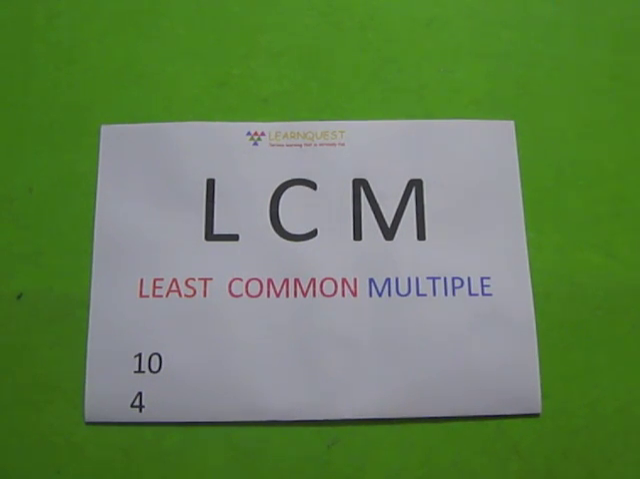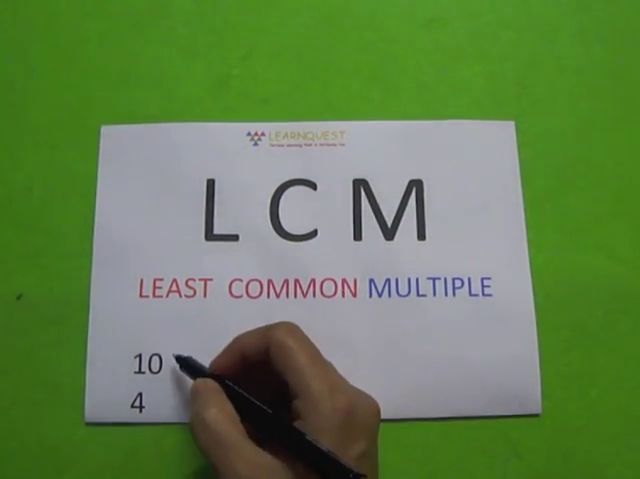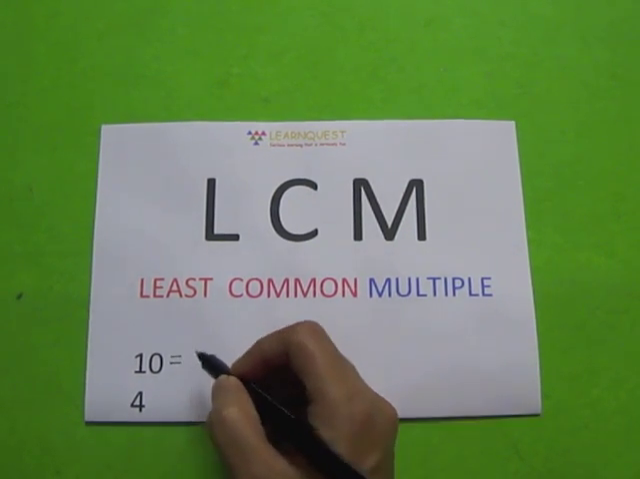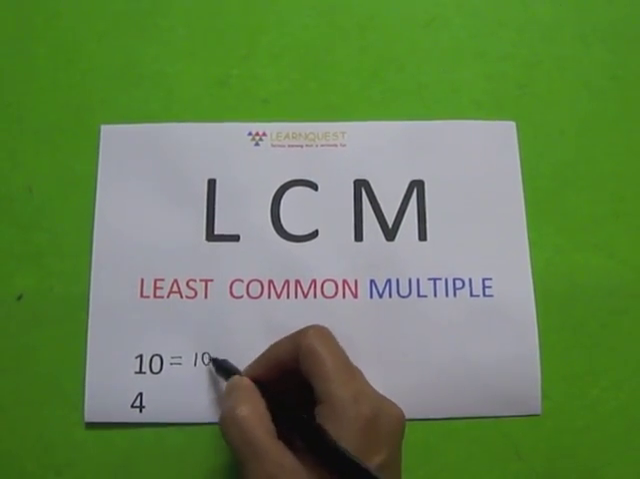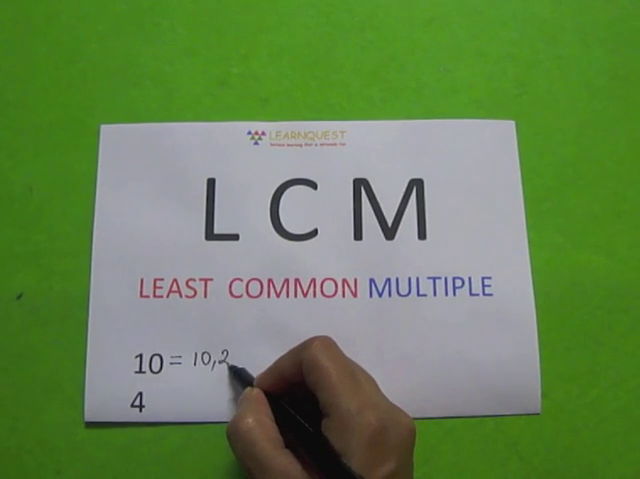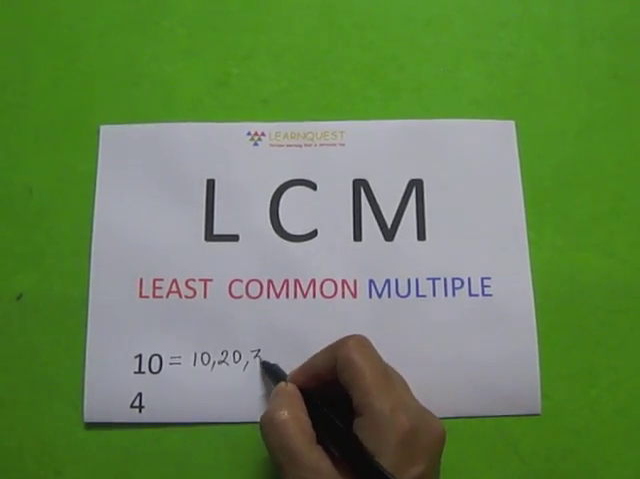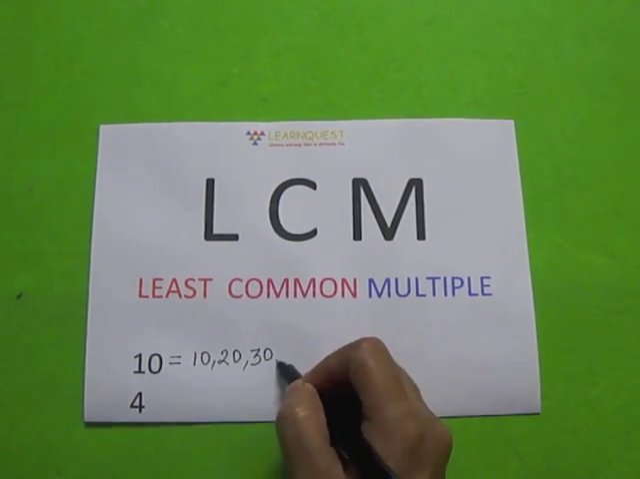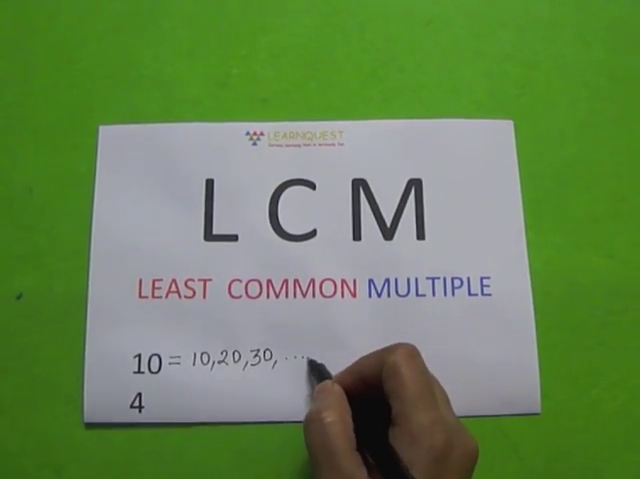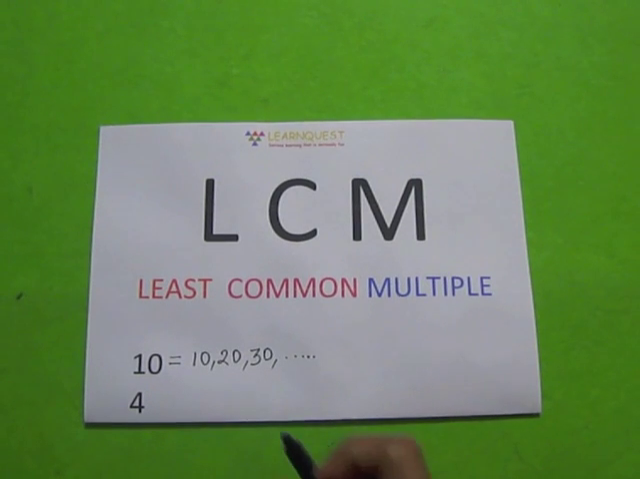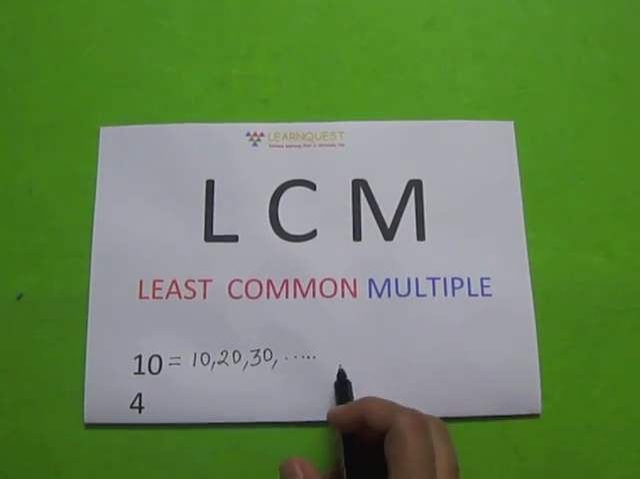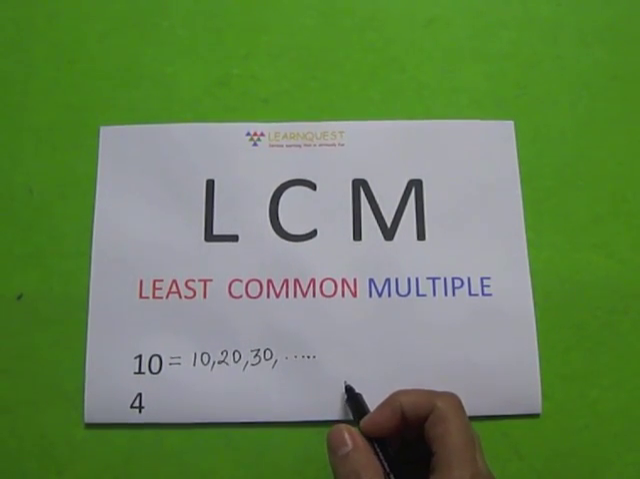M over here stands for multiple. Multiple means repeated addition. So a multiple of 10 would be 10, then 10 plus 10, that is 20. Again, when you add one more, plus 10, 30. Basically, nothing but our multiplication tables of 10. So our 10 times table are multiples of 10.